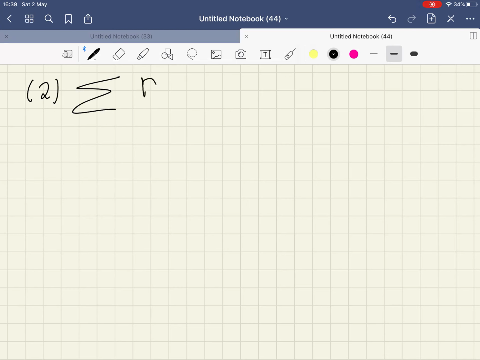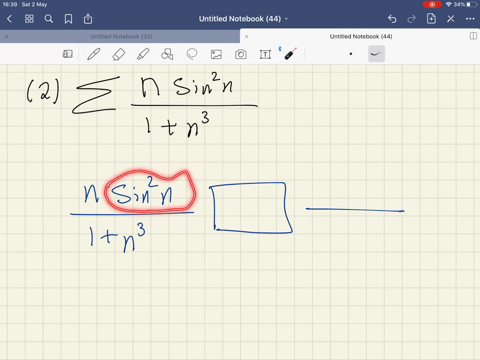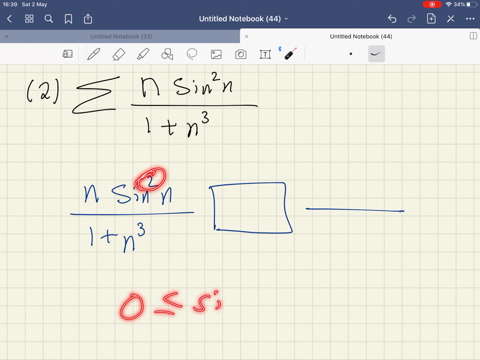Take the series, for example. Again, we need to compare this one to something that we already know. First of all, what do you know about the sine? The sine is usually between -1 and 1. If we have a square, this will ensure it is positive, so it is between 0 and 1.